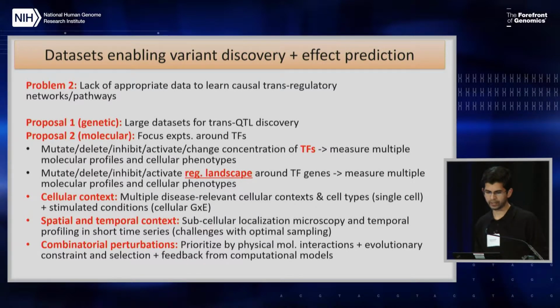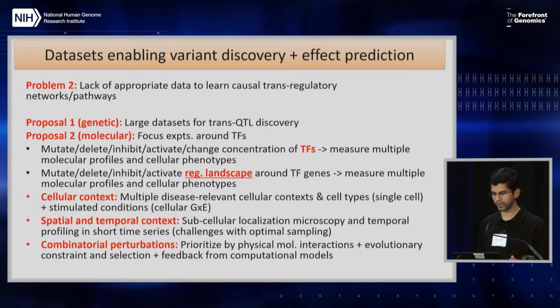The second is that there was a general consensus on the lack of appropriate data sets to learn causal trans-regulatory approaches, networks and pathways. And there were two proposals here. One was genetic, leveraging large data sets of natural variation to actually learn trans-QTLs. And the other was molecular, where the idea was to explicitly perform perturbations.